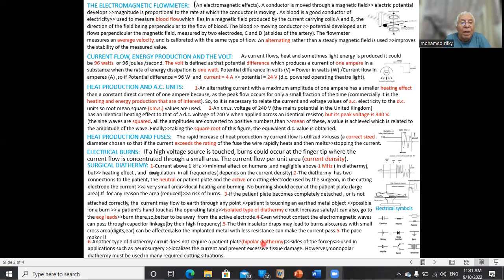Of course, there is another type of diathermy, which is the bipolar, where we don't have a plate, so we don't have earthing. We have some sort of a tooth. This tooth has two parts.